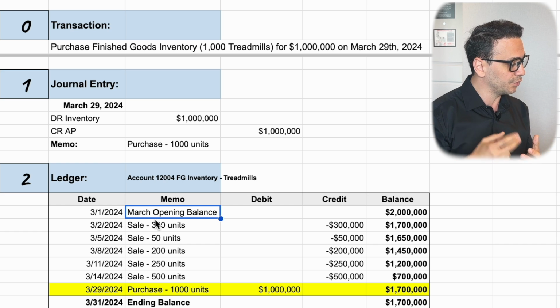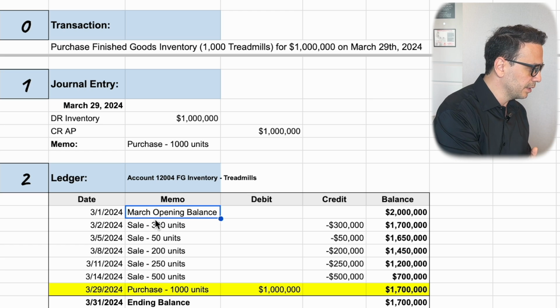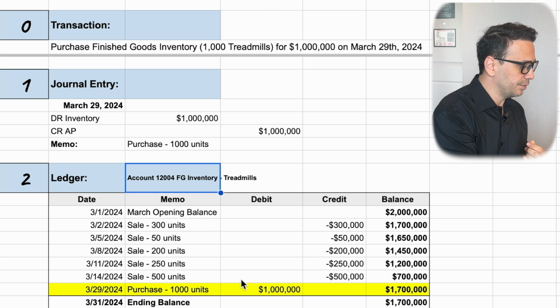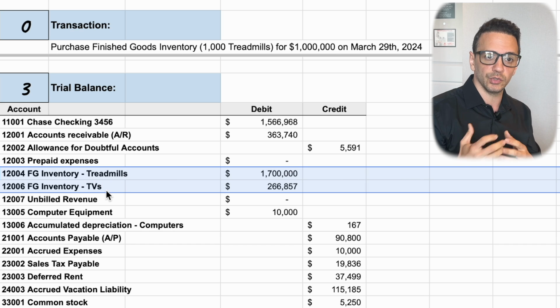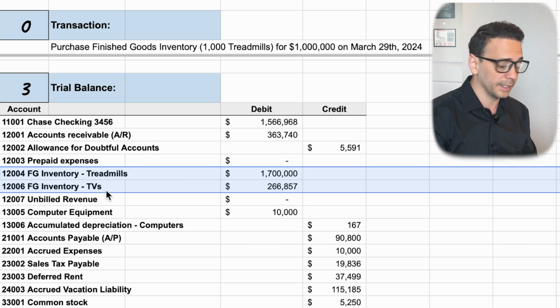So in this case, we have 2. We have one for treadmills, and we have one for TVs. If we look here at the trial balance, there are 2. There's treadmills and TVs. These are the 2 finished good inventory that we are buying.